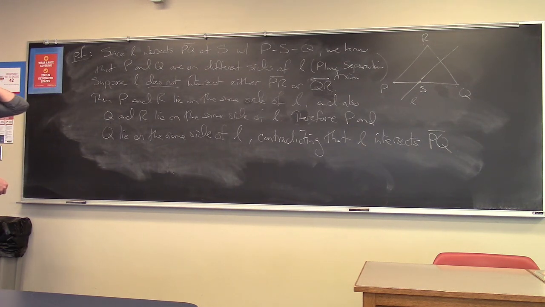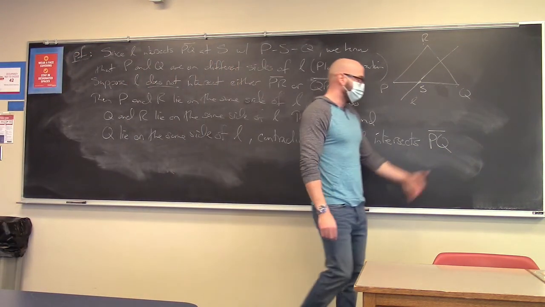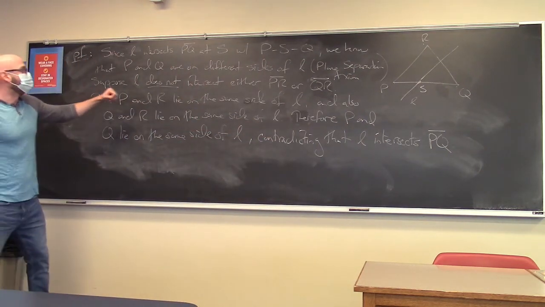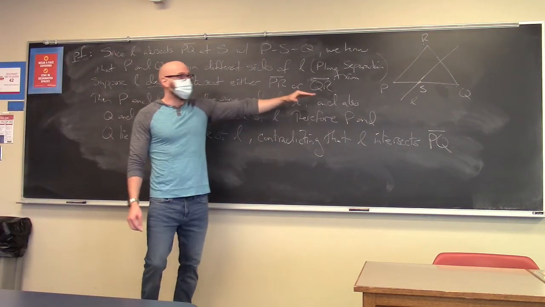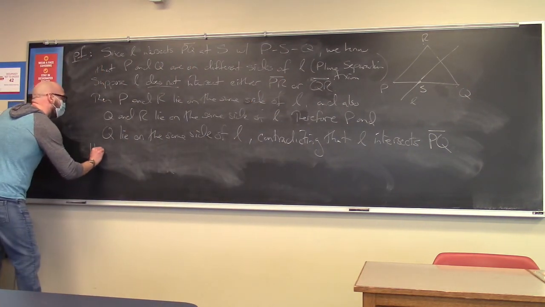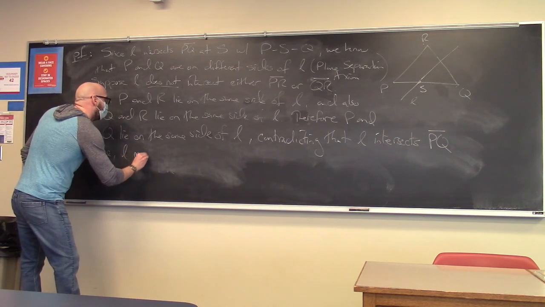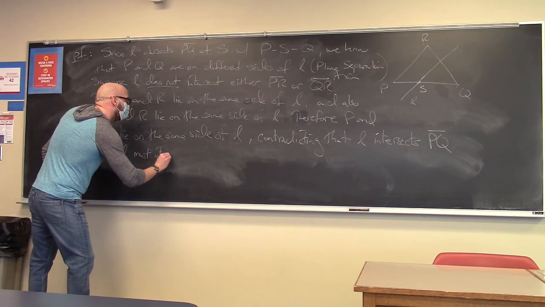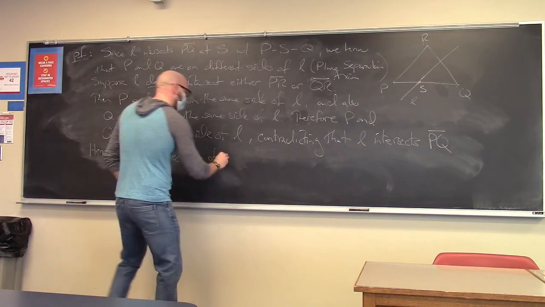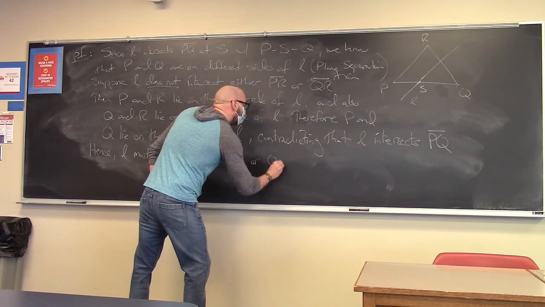And again, I'm the type of guy that would just end my proof here. Anyone who reads this would understand, yes, I have my contradiction. Therefore, my contradictory assumption can't be true, and therefore the statement follows. But if you want, you can always throw in an extra sentence. So hence, L must intersect one of PR or QR.